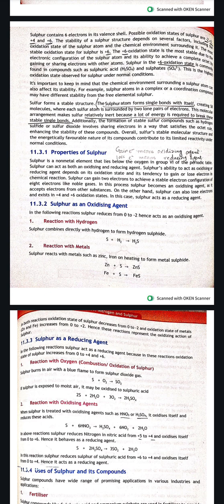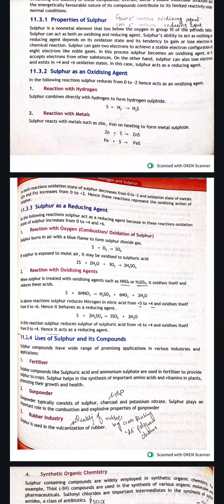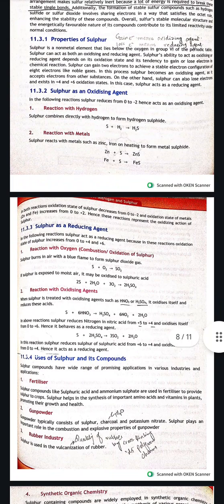Additionally, the formation of stable sulfur compounds such as hydrogen sulfide or sulfur dioxide involves sharing electrons in a way that satisfies the octet rule, enhancing the stability of these compounds. Overall, sulfur's stable molecular structure and the energetically favorable nature of its compounds contribute to its limited reactivity under normal conditions. Properties of sulfur. Sulfur is a non-metal and it lies below the oxygen in group 6 of the periodic table.